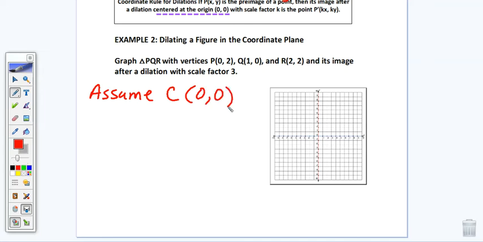Okay, here's the deal. What's the scale factor in this again? 3. So let's get our image points. P is at 0, 2, so where's P prime going to lie? What this is saying is take your original points and multiply by your scale factor of 3. What would 0, 2 become if I multiply by my scale factor of 3? P prime would be 0, 6. What would Q prime become?